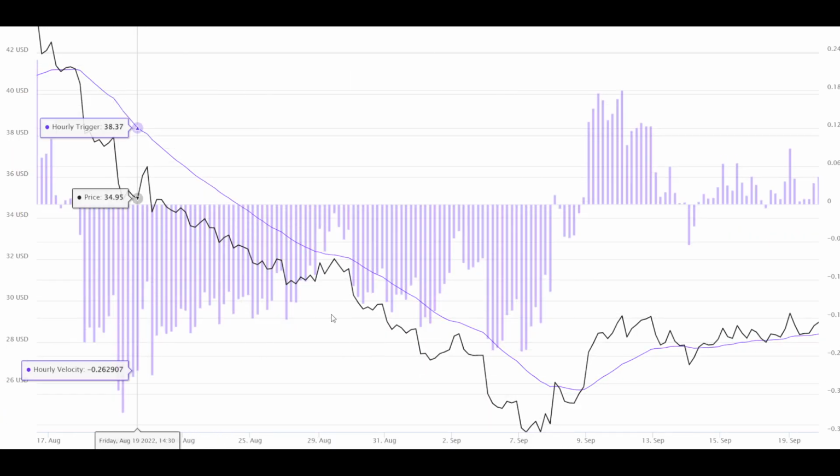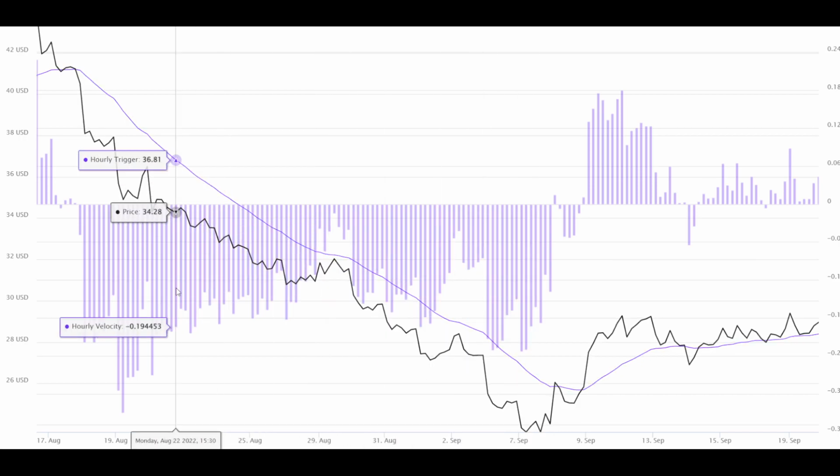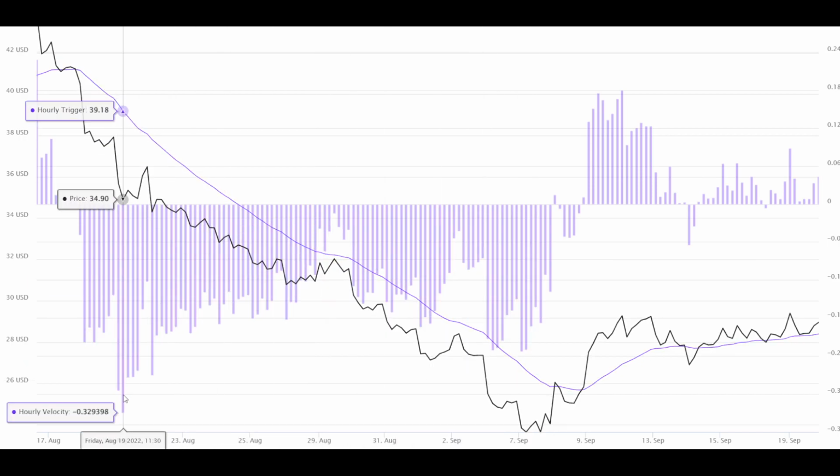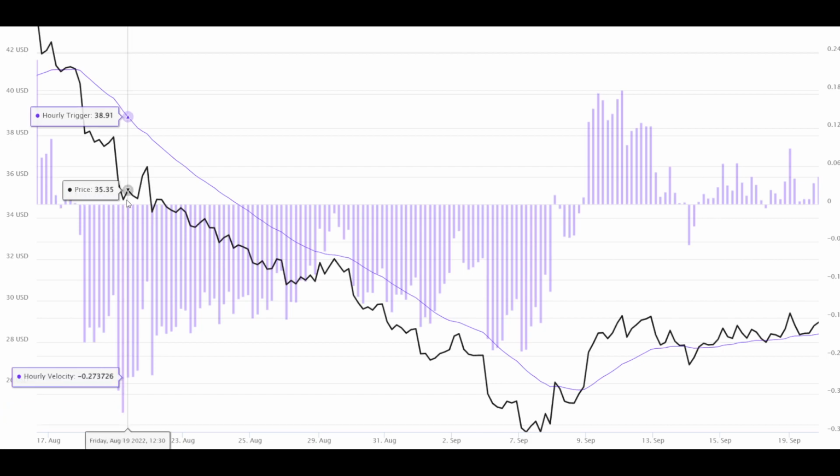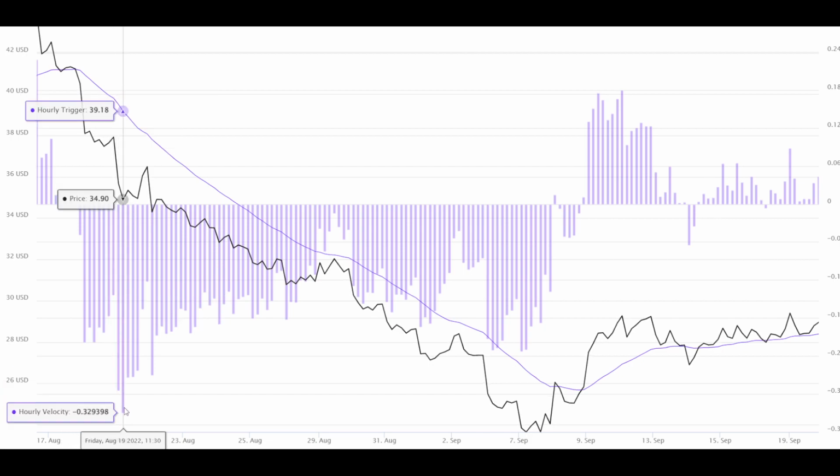So first we look for the most extreme velocity reading to the downside, which is right here at a price of 34.9, and the extreme reading to the downside was -3.2. Now, if price puts in 3 new lows, and none of those lows have an hourly velocity reading of -3.2, that's when we have bullish divergence, and we can expect price to snap back to the hourly trigger.